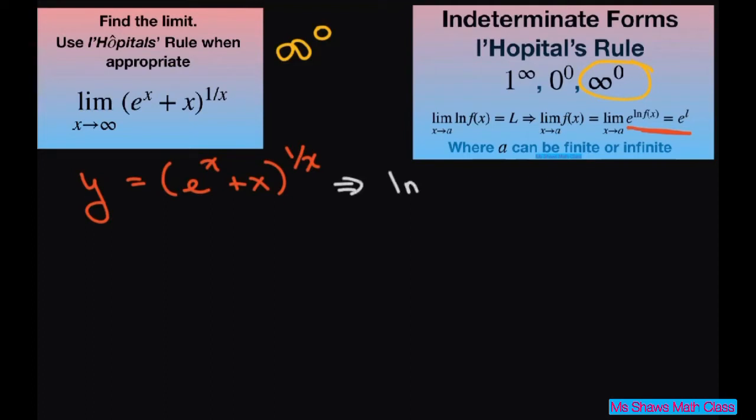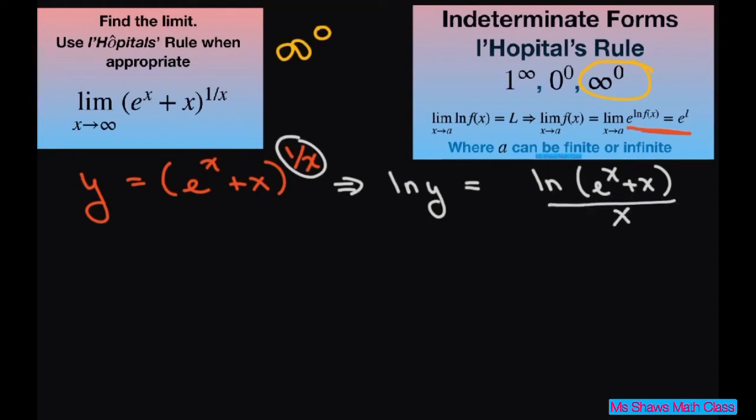Now, at this stage, what you want to do is take the natural log of both sides of the equation. So you have ln of y equals, and I'm going to go ahead and use the power property, and move this in front. And this is going to be ln of e to the x plus x. And next, so I can get a common denominator, that 1 divided by x, I'm just going to put that like that.